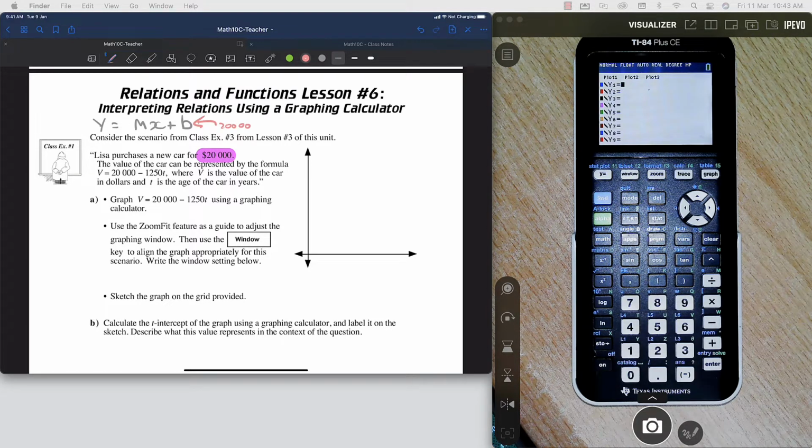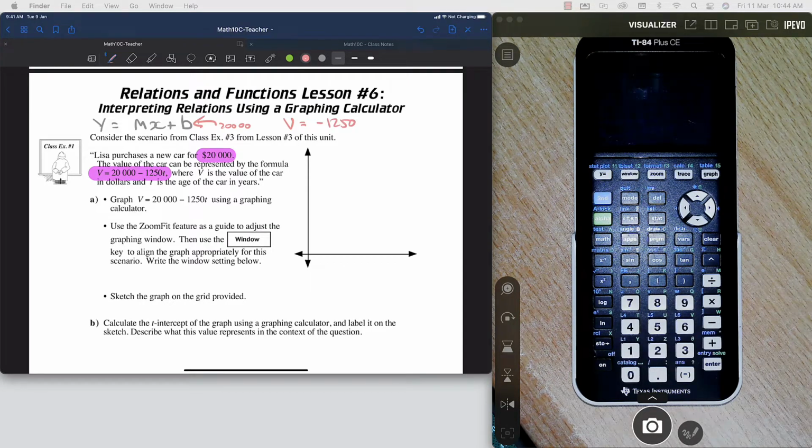Now, when we look at the formula they've given us, they said V, which is the value of the car, equals 20,000, what you started off paying, and subtract $1,250 for every T, which is year. Now I can rewrite that in the y equals mx plus b format. Y is now equal to V, equals m is negative 1250, x is now represented by t, and the b is going to be 20,000.